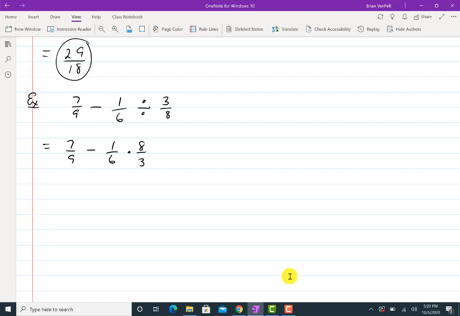And here, it looks to me like the only simplifying I can do is to factor out a 2 from both the 8 and the 6. And so I have 7/9 minus, here I have 1 times 4, minus 4/9. And that is 3/9, which simplified is 1/3. You can pretty much guarantee that you will be required to simplify your answer. So be prepared to do that. Just do it every time, and then you won't have to worry about it.